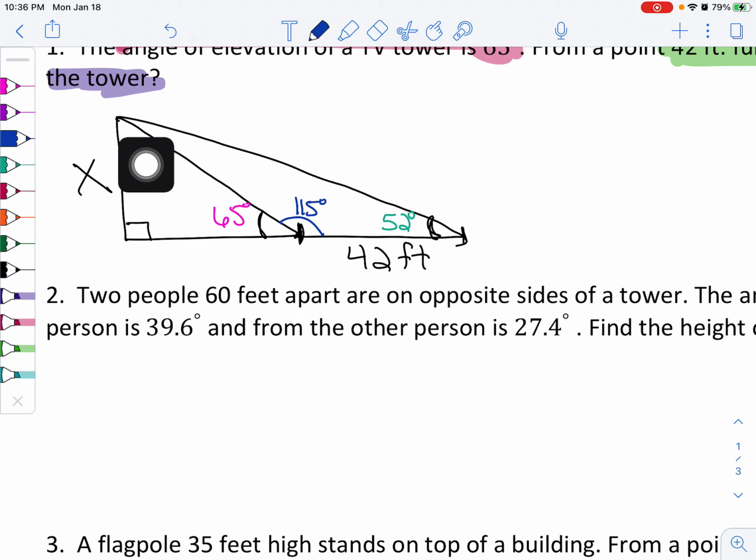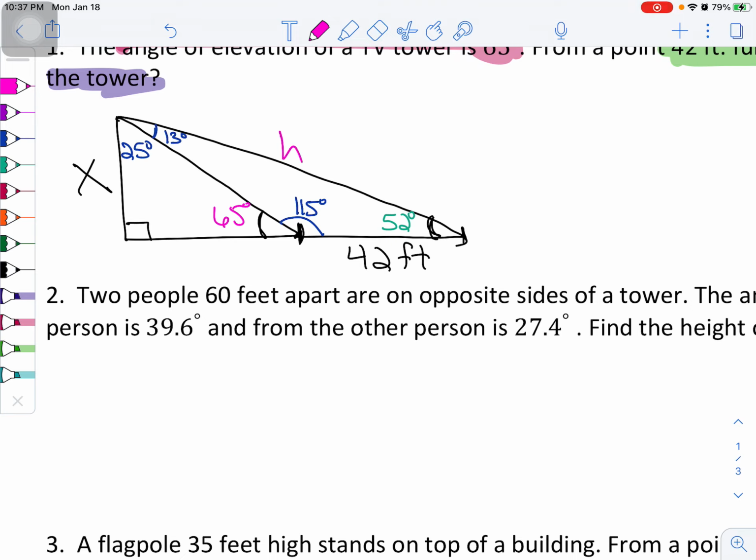Now that I know this 115 and this 52, I can figure out this upper angle right here. 180 minus 115 minus 52 means this itty bitty angle right up here is 13 degrees. Now, what do I want to figure out? I would say either this hypotenuse for the big right triangle or this hypotenuse for the little right triangle. It really won't matter. For giggles, I'll do the big one right here.